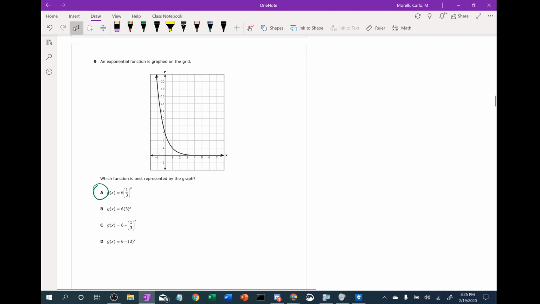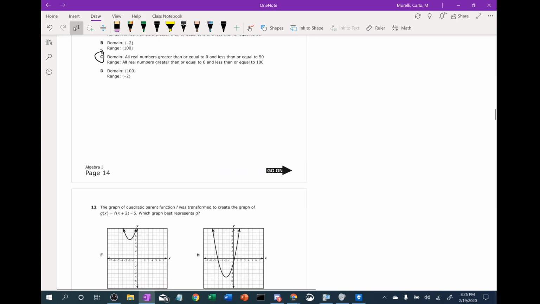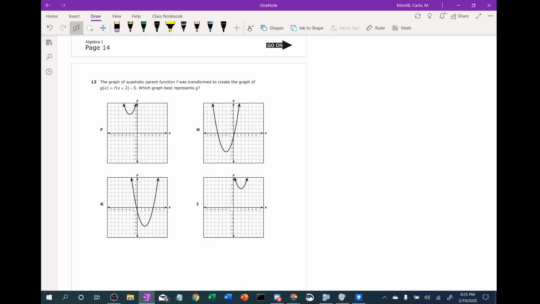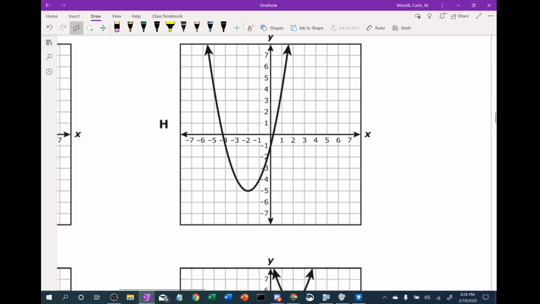Now, ladies and gentlemen, the next question that was requested was number 12. The graph of the quadratic parent function f was transformed to create the graph of f of x plus 2 minus 5. Which graph best represents G? Okay. So this means that there was a left shift 2 places and a shift down 5. Okay. That's H.